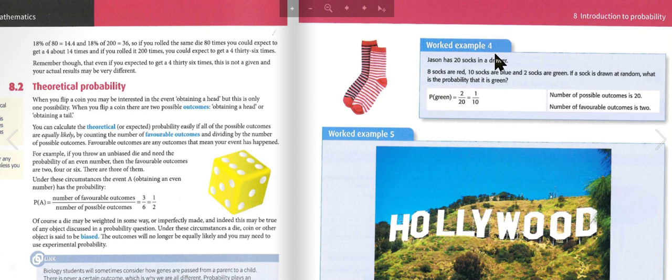Work example 4. Jason has 20 socks in a drawer. 8 socks are red, 10 socks are blue, and 2 socks are green. If a sock is drawn at random, what is the probability that it is green? So the probability that it is green is 2/20, because there are 2 green socks, and there are 20 socks in that drawer. So the number of possible outcomes is 20. The number of favorable outcomes is 2. Using what we know about fractions, we can simplify it to 1/10. So the probability is a tenth.